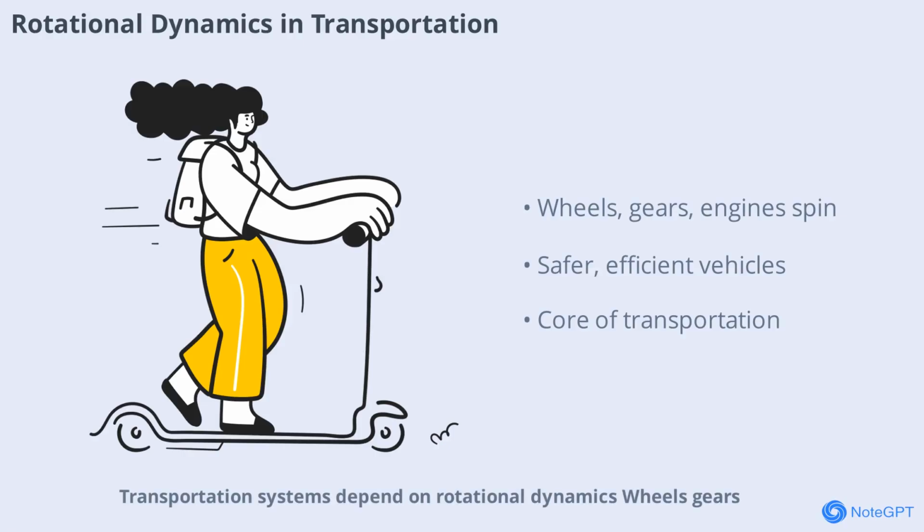Transportation systems depend on rotational dynamics. Wheels, gears, and engines all involve spinning parts. Understanding how these components work allows engineers to design safer, more efficient vehicles. From bicycles to airplanes, rotational motion is at the core of how we move people and goods around the world.